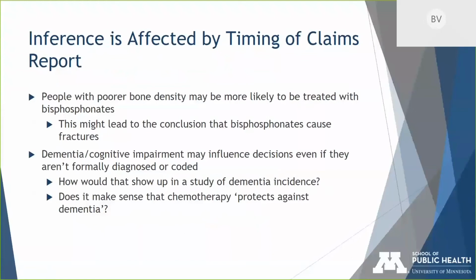Another hot topic with chemotherapy was looking at chemobrain, or cognitive impairment that's caused by chemotherapy. But dementia and cognitive impairment might not be formally diagnosed or coded, yet could actually influence the decisions for treatment. And so how would that show up? If you had a finding that chemotherapy protects against dementia, so people that have chemotherapy have relatively lower rates of dementia later, does that make sense? Or could it be that the people that were having more cognitive impairment ended up not receiving the chemotherapy?